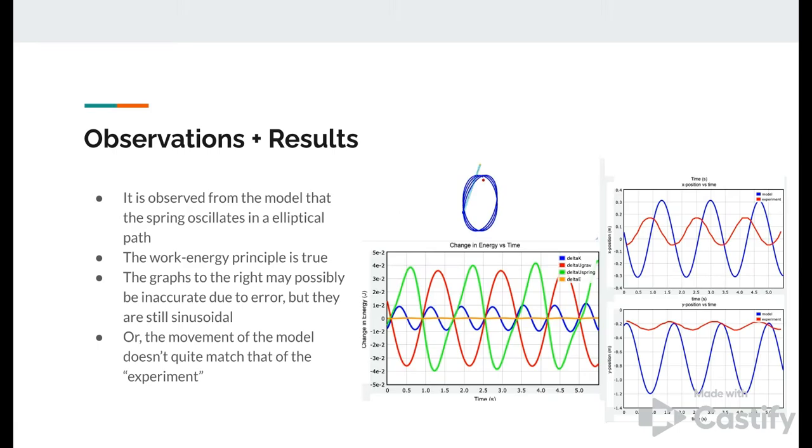So for the observations, we observed from the model, as you can see to the right here, that the spring oscillates in an elliptical path, and the work energy principle is true. As you can see, the yellow line is flat, and the energies cancel each other out, which we'll get to later. These graphs to the far right here might be inaccurate due to error, but they're still sinusoidal. The movement doesn't quite match that of the video, because the movement of the model is very precise, and it could be at a different scale.